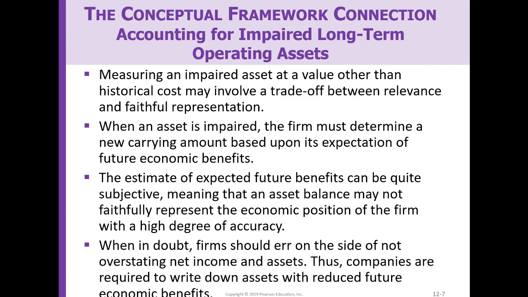Measuring an impaired asset at a value other than historical cost involves a trade-off between relevance and faithful representation. So when an asset is impaired, the firm must determine a new carrying value amount based on its expectation of future economic benefits. The estimate of expected future benefits can be very subjective, meaning that an asset balance may not faithfully represent the economic position of the firm with a high degree of accuracy. For example, in order to measure future economic benefits, a manager may need to estimate the future cash flows expected over the remainder of an asset's 20-year life. The manager's assessment of cash flows 20 years from now is surely very subjective.